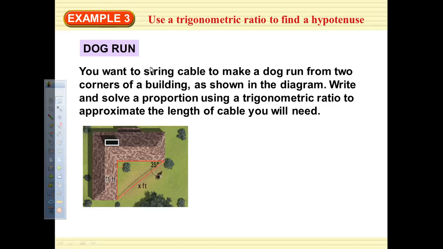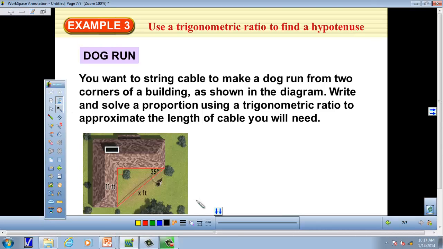Here's another problem. We want to string cable to make a dog run from two corners of a building so the dog can run back and forth here. We want to know how long the string has to be. If we know this is 35 degrees and this is 11 degrees, this is going to be one where we have to figure out, are we using sine, cosine, or tangent? Well, if we look at the 35 degrees, that's directly opposite the 11 degrees, and we want to know the hypotenuse, so we're dealing with opposite and hypotenuse.